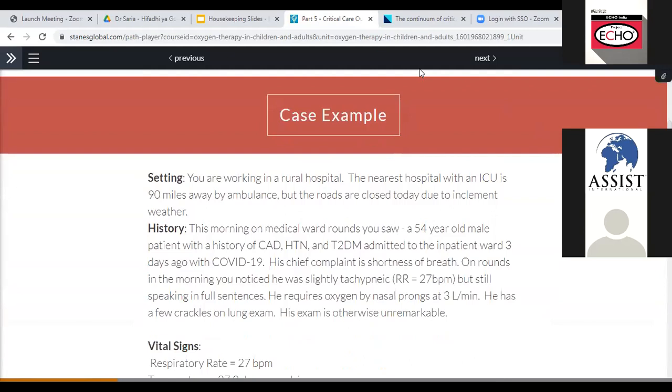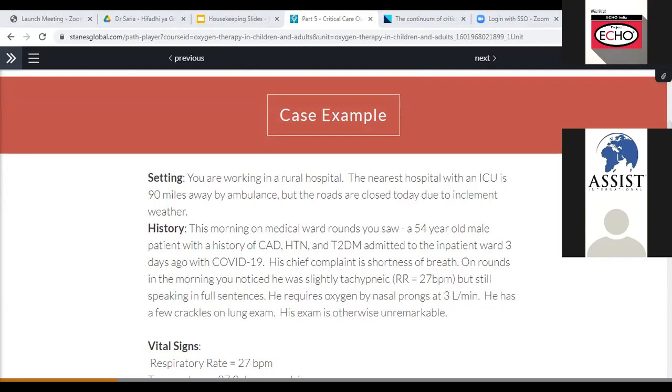So there is a scenario. There's an example we want to discuss together. You are working in a rural hospital. The nearest hospital with an ICU is 90 miles away by ambulance, but the roads are closed today due to inclement weather. So it's difficult even to reach the ICU.